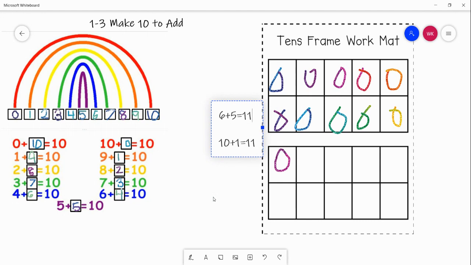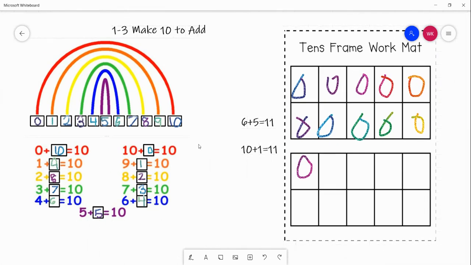This is another strategy that you can use when you're adding to figure out the answer or the sum. So I would highly recommend using this rainbow chart. It helps out a lot, helps you remember which numbers make 10 so that you can add to make 10.